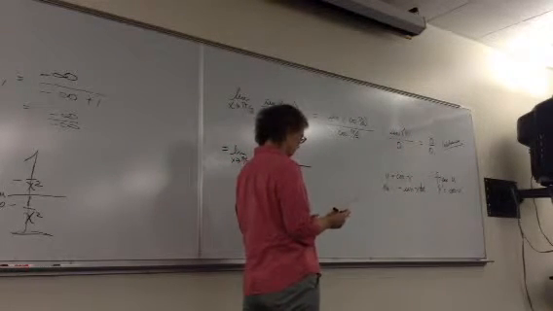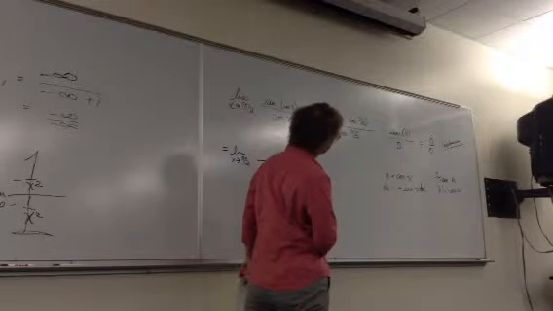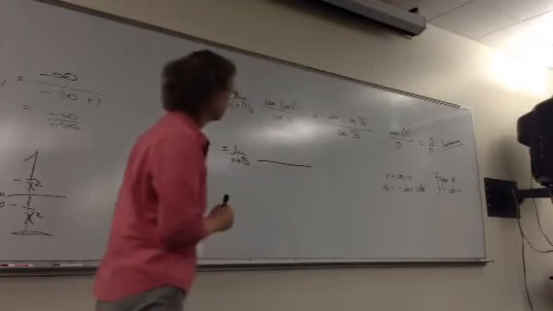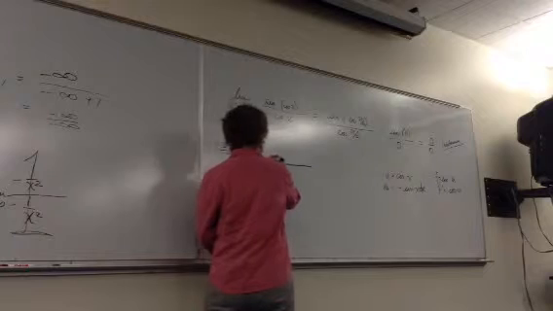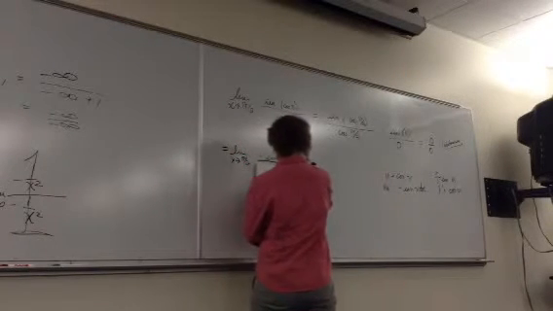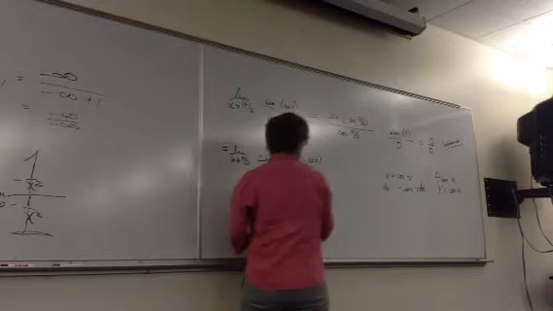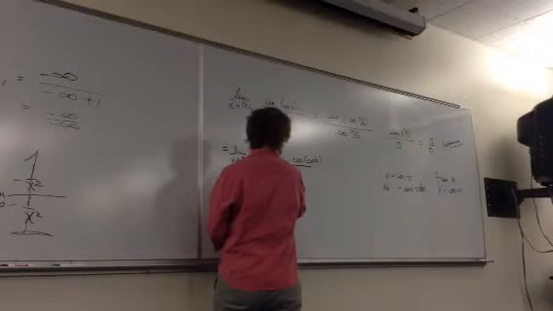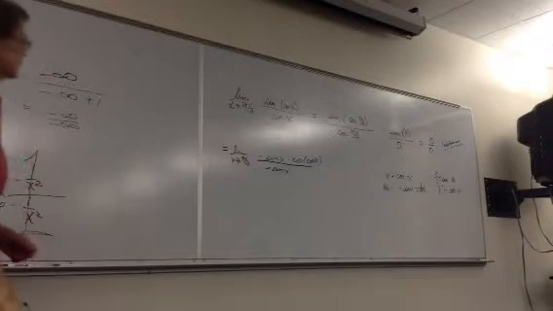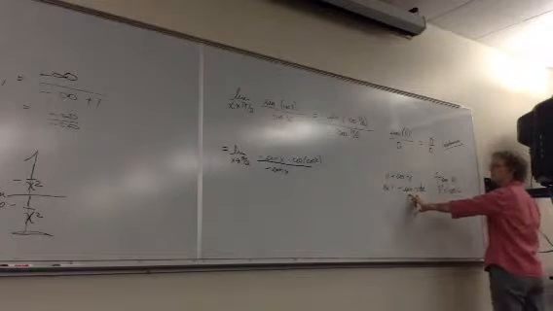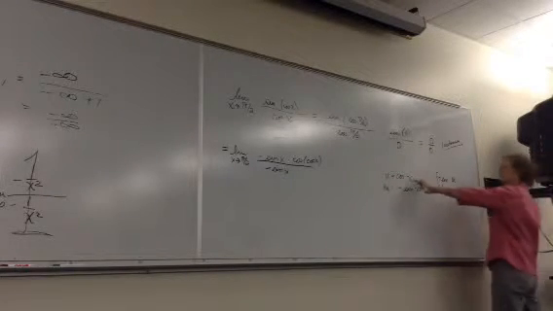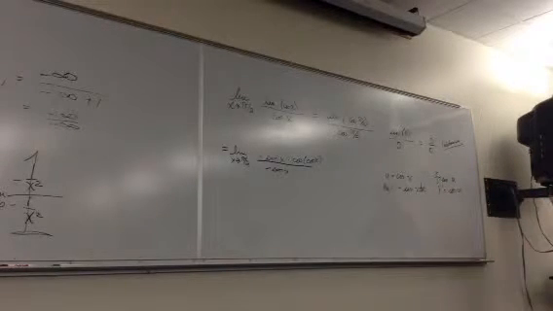My brain's gone. On top would just be cosine of negative sine. Here's what I have in my notes. Is that right? Because I'm confused. I don't know if I plugged it in correctly. Negative sine times cosine of. I did something wrong. What did I do wrong?